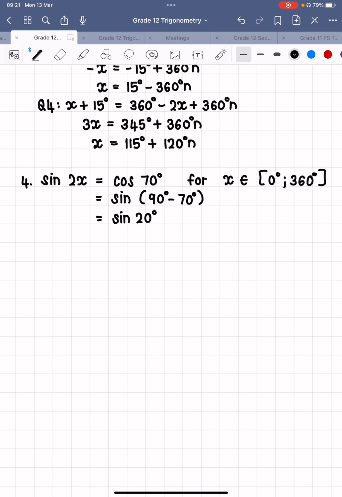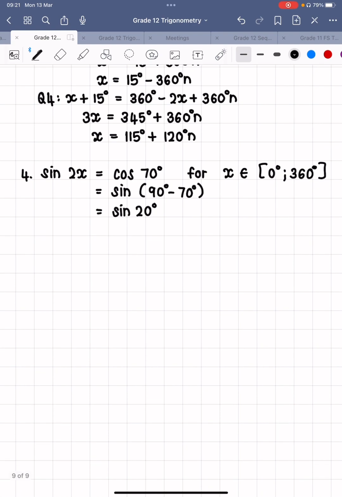Take your calculator and type in cos 70 equals 0,342. Sine 20 equals the same thing. Okay, so you can literally just do a quick check to see if cos 70 actually is the same thing as sine 20.